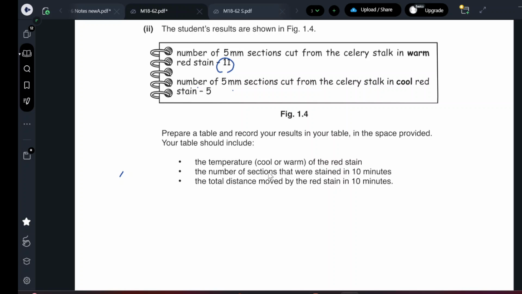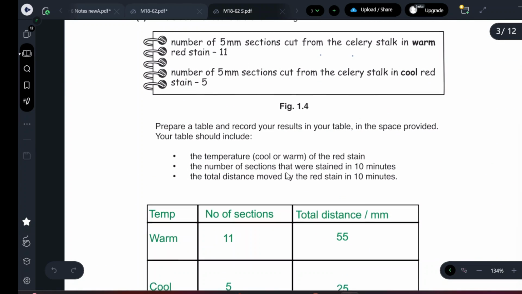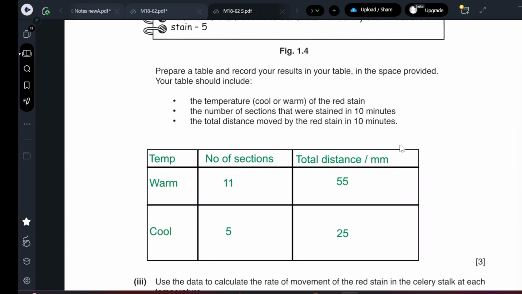The results I measured are the number of sections that were stained in 10 minutes, 11 and 5. Total distance: each section is 5 mm. How many sections did you cut? 11. Therefore, the total distance is 11 times 5, and then 5 times 5. Please, usually we use millimeters in Paper 6. Paper 6 prefers millimeters. But this is my table. Temperature on the left, this is the warm and cool. Number of sections, 11 and 5. Total distance will be 11 times 5 or 5 times 5, so it will give me 55 and 25.